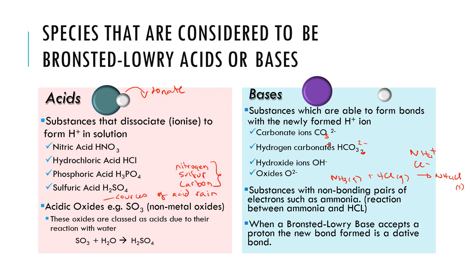So when a Bronsted-Lowry base accepts a proton, the new bond formed is often a dative bond. That's a type of bonding we don't look at directly in VCE, and it involves the formation of a bond from a lone pair. If you want to know more about that, be sure to ask me in class. Okay, so I'm going to leave that here. That's our Bronsted-Lowry acid and base theory.